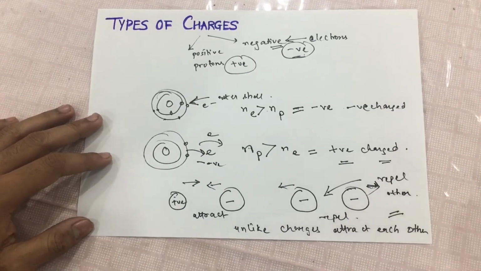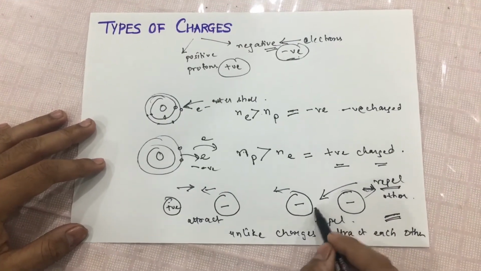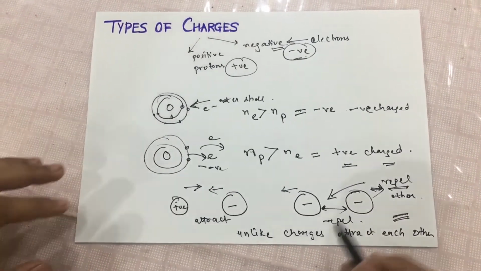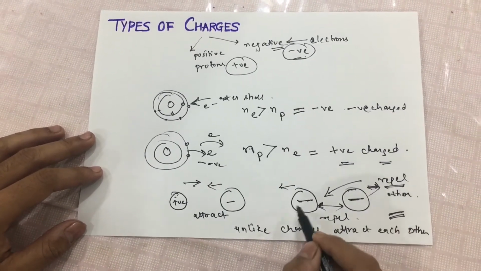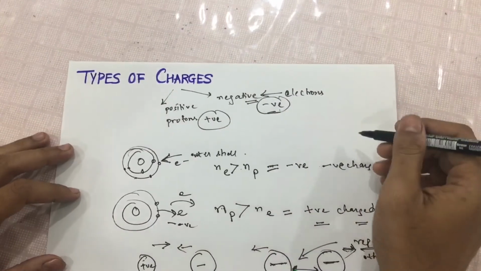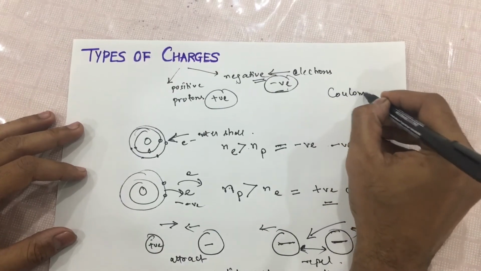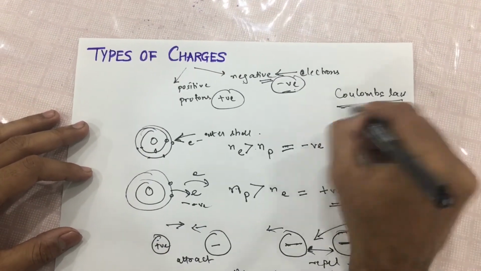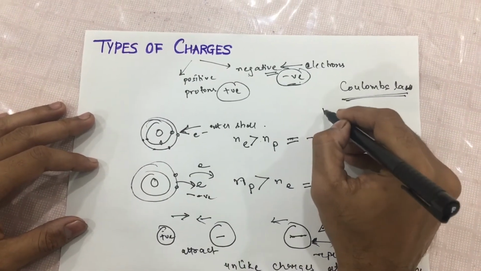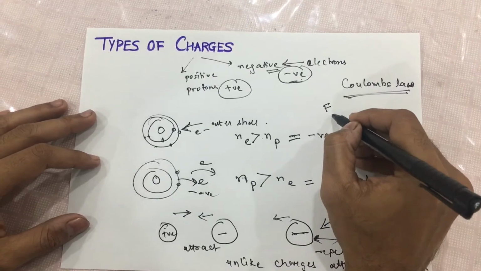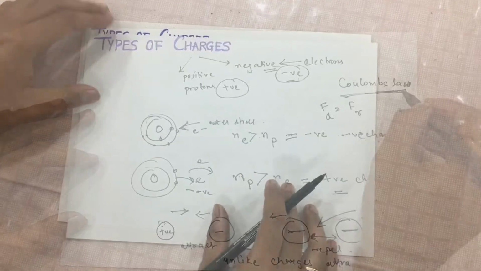So there is a force of repulsion between two like charges. Now this force of repulsion can be given by a law called Coulomb's law. So the magnitude of the force of attraction or the force of repulsion can be given by Coulomb's law.